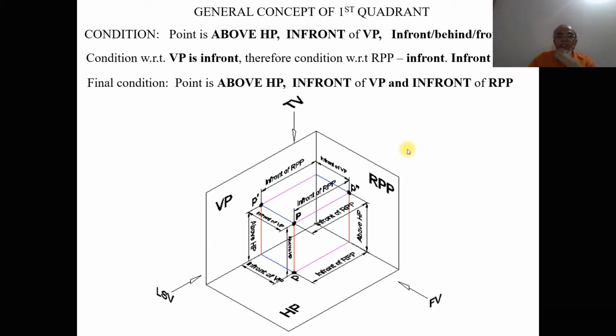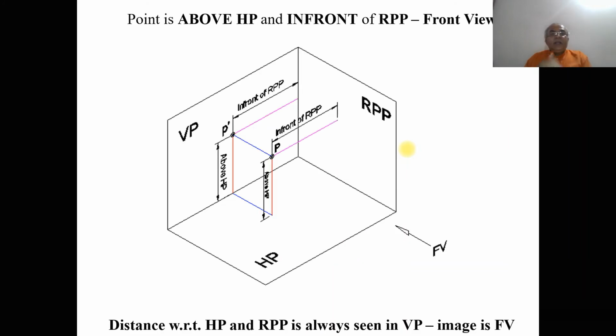Now, in the next condition, we are going to see individually how it happens. So when the point is above HP and in front of RPP, it is the front view. That means when you look from the front view, I can see the distance above HP and also the distance in front of RPP. Since the front view is perpendicular to the vertical plane, that image will fall on the vertical plane, and since it is the front view, it is always given with a dash.